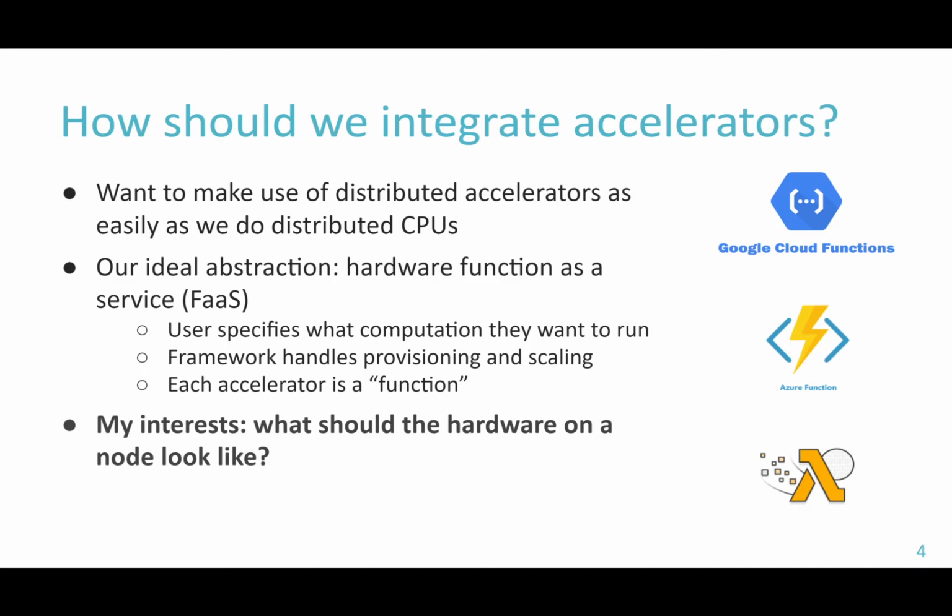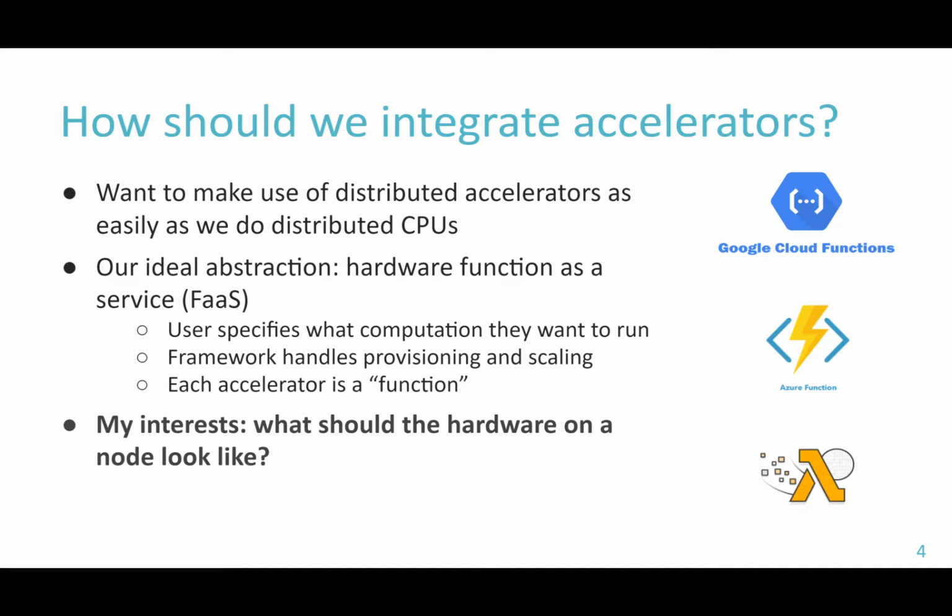Our ideal abstraction is hardware function as a service, which is similar to CPU function as a service, which is implemented in platforms such as Google Cloud Functions, Azure Functions, and Amazon Lambda. These providers allow you to upload code of a function, and then when you invoke the function, the provider's fast framework handles provisioning and scaling. Specifically, this is for scale-out style workloads.